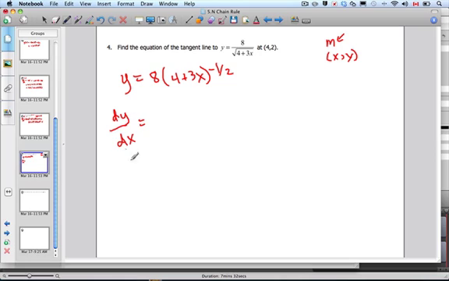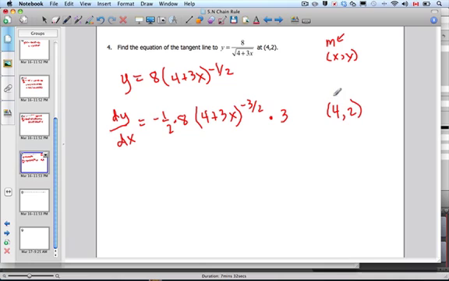So finding the derivative. Okay, so we start with our power rule. We pull the negative 1/2 down. So we have negative 1/2 times the 8, and then 4 plus 3x to the power of, minus 1 from that, so we have negative 3/2. Multiply by the inside derivative, just 3. Okay, that's a big, long, ugly equation.